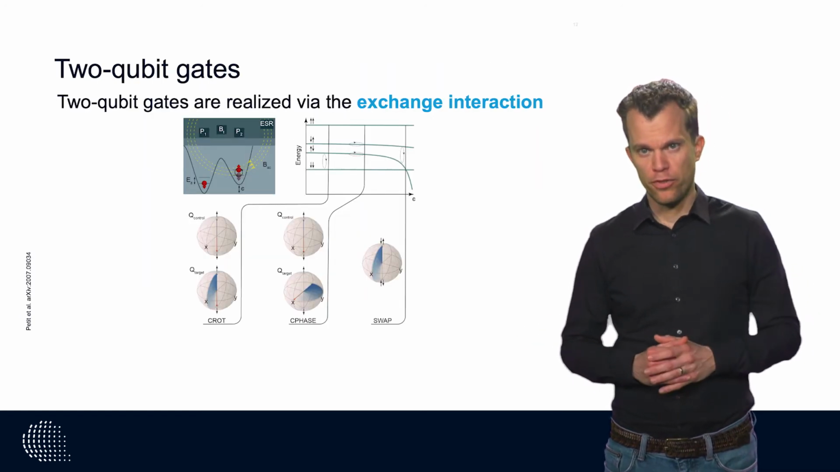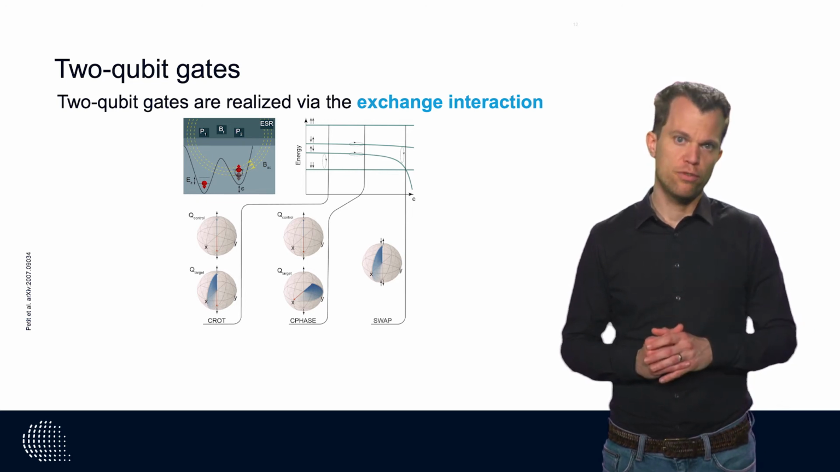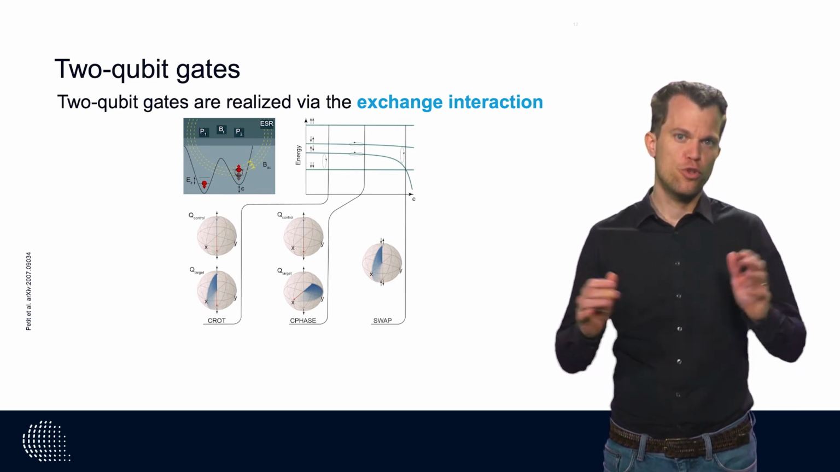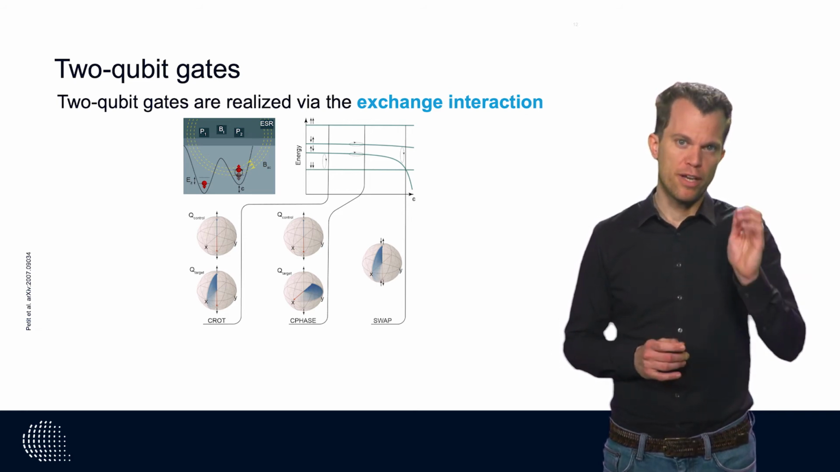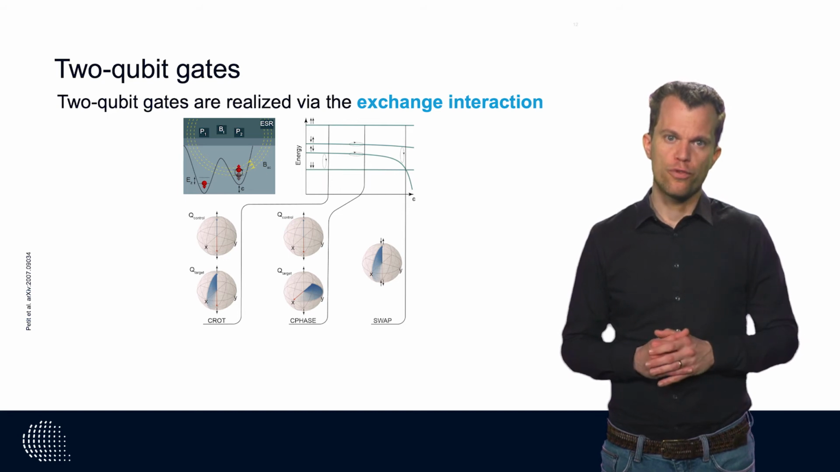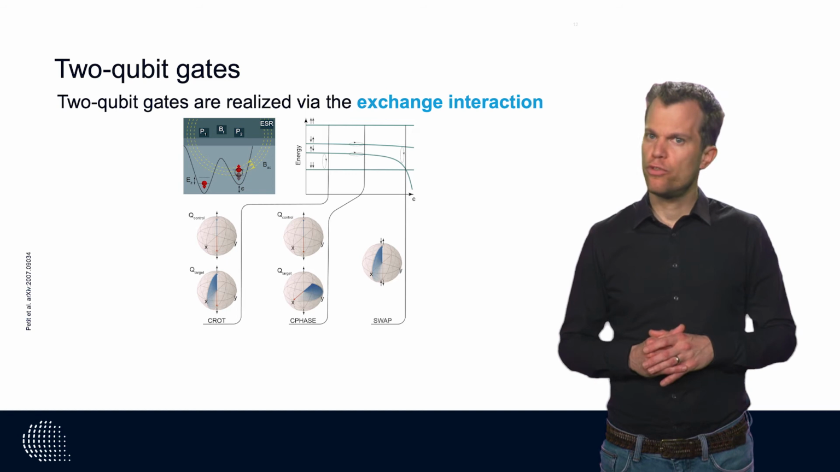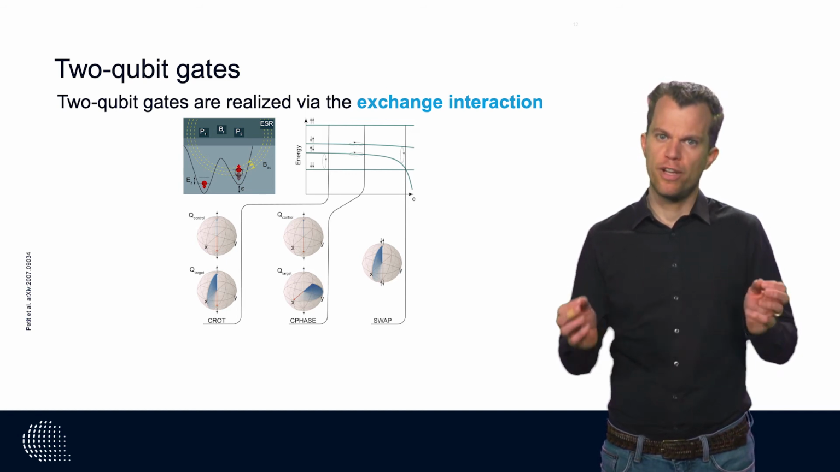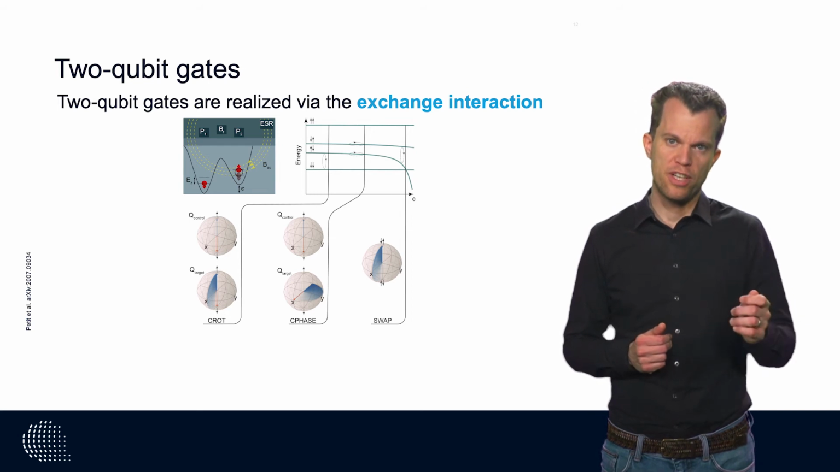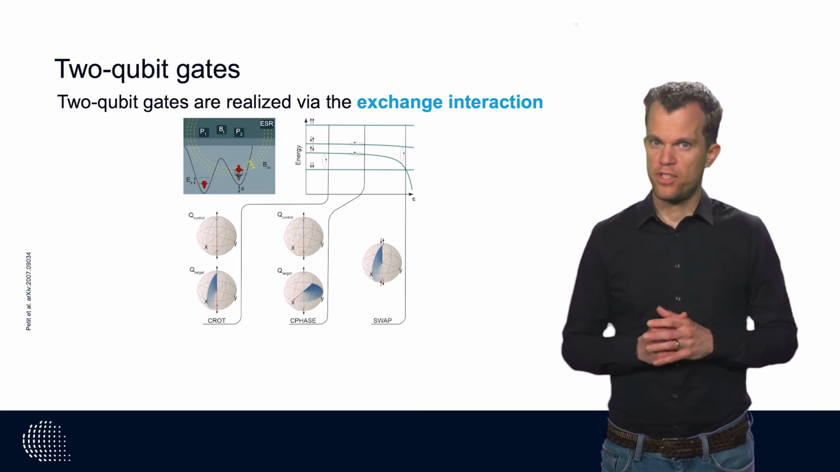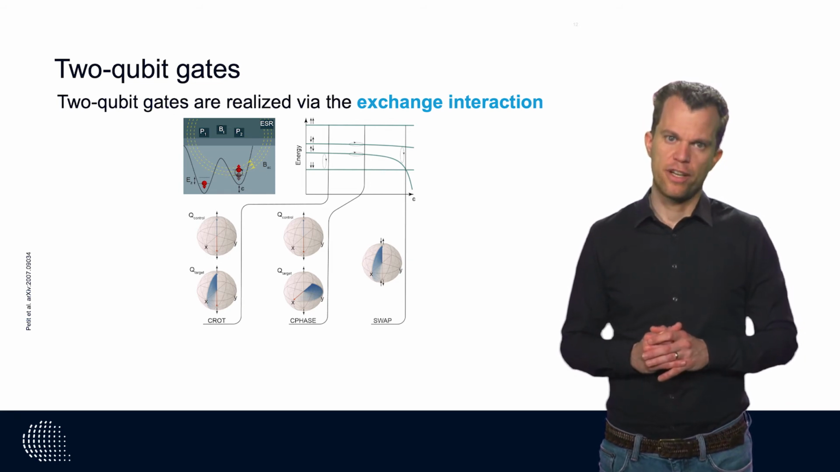For single qubit rotations, we just discussed that off-diagonal terms lead to Rabi rotations. Two-qubit gates can be realized in a similar manner, but by considering the Hamiltonian of two qubits rather than one. In order to execute a two-qubit gate, we need to create off-diagonal terms in a Hamiltonian that couples the spin-down state of one electron to the spin-up state of another electron. This interaction is called the exchange interaction.